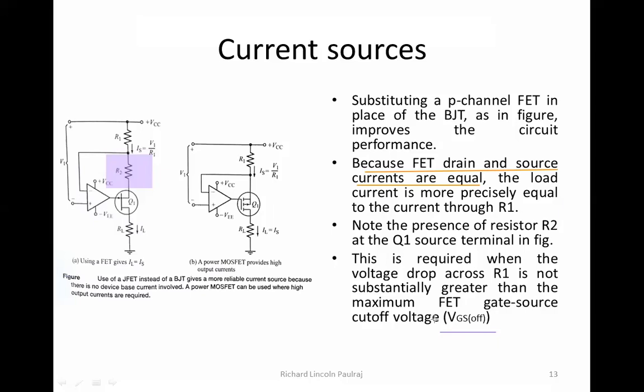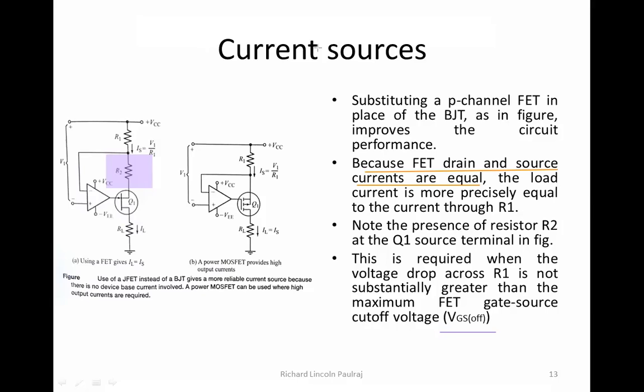between the gate and source. So this is required when the voltage drop across R1, across this resistor, is not greater than the maximum FET gate to source cutoff voltage. So whatever is the drop here across R1 should be very low. It should not be greater than the cutoff voltage that we were giving here between the gate and source of what? Of Q1. Right.